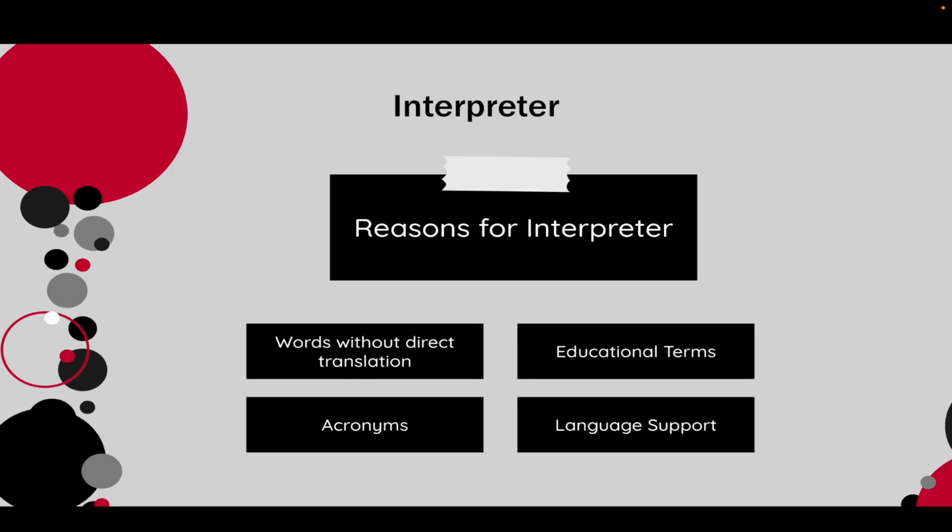Reasons for interpreter. Our four main reasons are we do have several words without direct translation. We do use many educational terms. As we mentioned before, we do have several acronyms that we need to define, and language support. But most importantly, we want our families to be engaged and participate as a member of the ARD committee team.